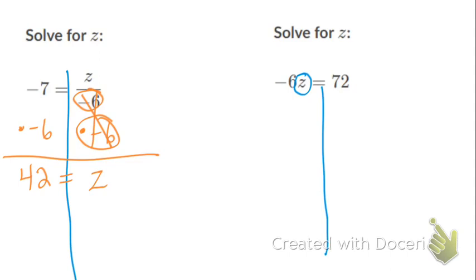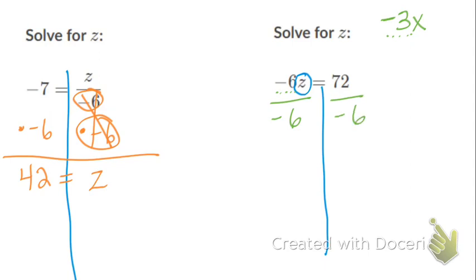But remember, when you have two numbers that are being multiplied, like 3 and x, you smush them together. This is saying 3 times x. Or this is saying negative 3 times x. So that's what's going on here. We have z, but it's not by itself because it's being multiplied by negative 6. So ask yourself, what's the opposite of multiplying by negative 6? Right, and that's dividing by negative 6.